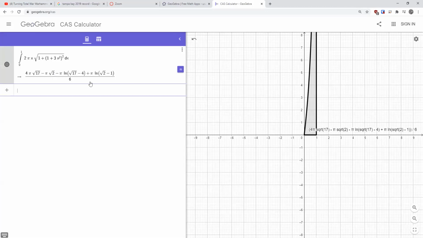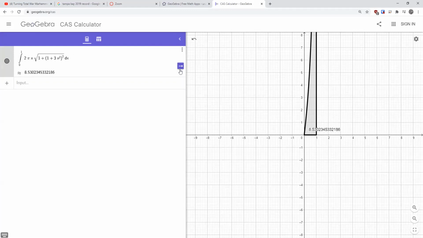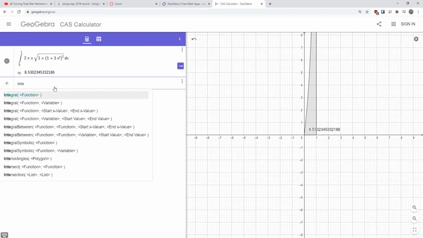And it gives you this thing right here. If you click this little wavy lines here, then it gives you the approximate, which is 8.5302. They said 4 decimal places, so 8.5302. Okay, and now it looks like our integral there. Okay, so then we'll do the next one, integrate.